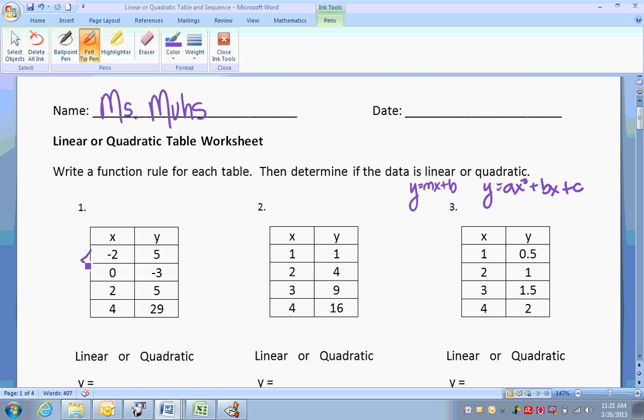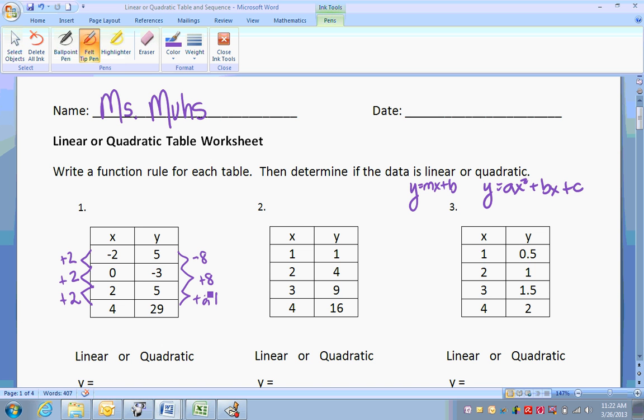So let's look at the difference in our x values. So our x values here, to get from -2 to 0, you have to add 2. And to get from 0 to 2, you add 2. And from 2 to 4, you're going to add 2. Now let's look at our y values. To get from 5 to -3, we subtract 8, and to get from -3 to 5, we add 8, and to get from 5 to 29, we add 24.